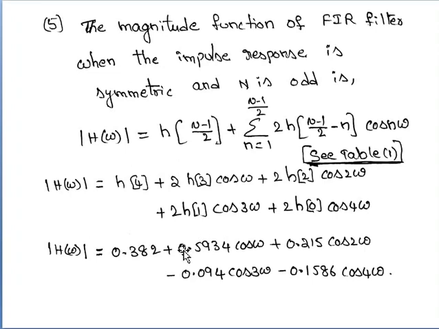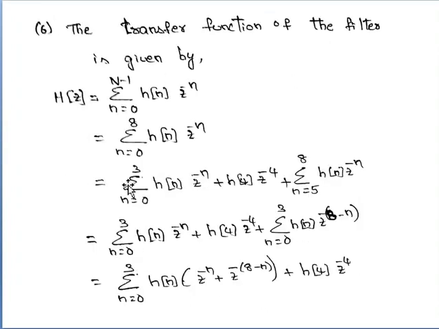From point 5 you can conclude that the frequency response of the filter is available. Now I am doing the filter structure. For that I have to find out H of z. So H of z is equal to this one. We know that it satisfies the symmetric condition, so I am writing 0 to 3 and 5 to 8.